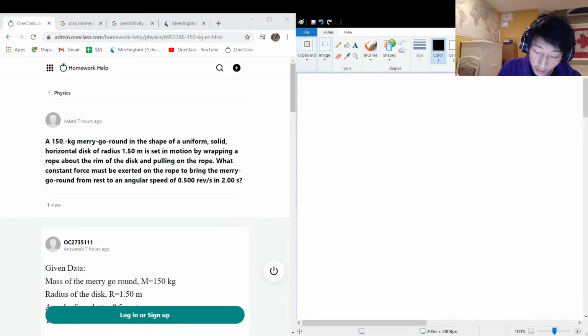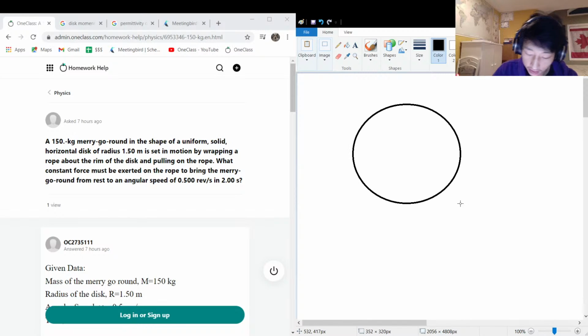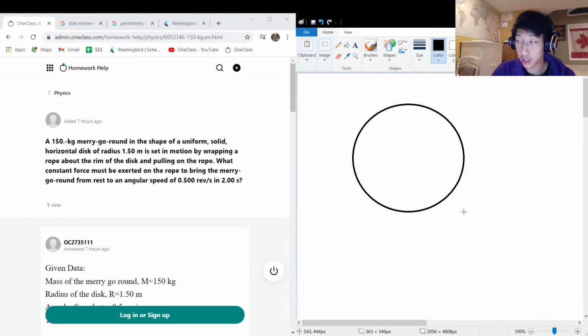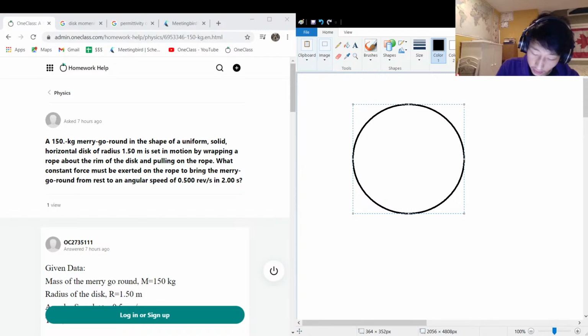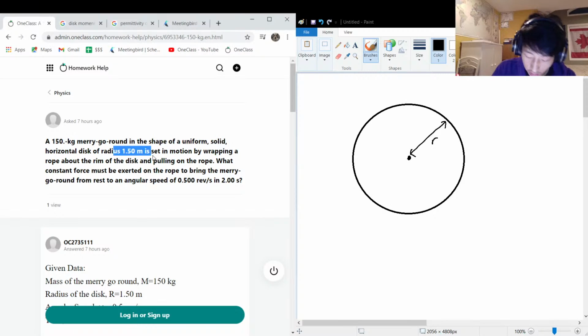Let's draw a diagram for ourselves to make visual sense of what would be going on in this situation. Suppose this is our merry-go-round, and our radius is 1.50 meters. So 3 significant figures. Significant figures are significant, believe it or not.